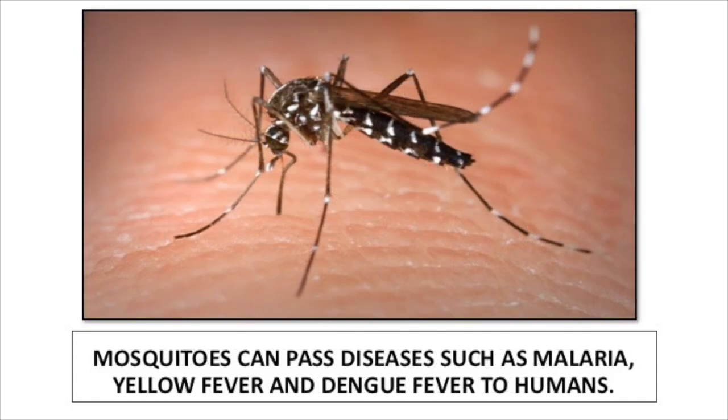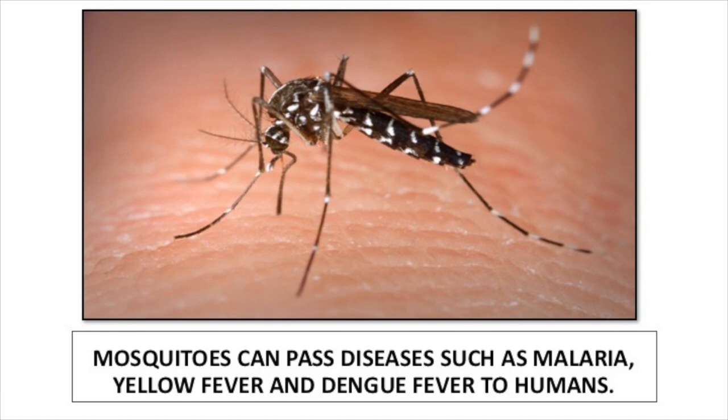Now, does anybody know that insect? Yes. Mosquitoes can pass diseases such as malaria, yellow fever, and dengue fever to humans. Like we spoke about earlier, you see here, the mosquito is on the skin of somebody. This is somebody's arm or leg. And you see this tube the mosquito uses to pierce the skin. And what the mosquito wants to do is drink the blood.